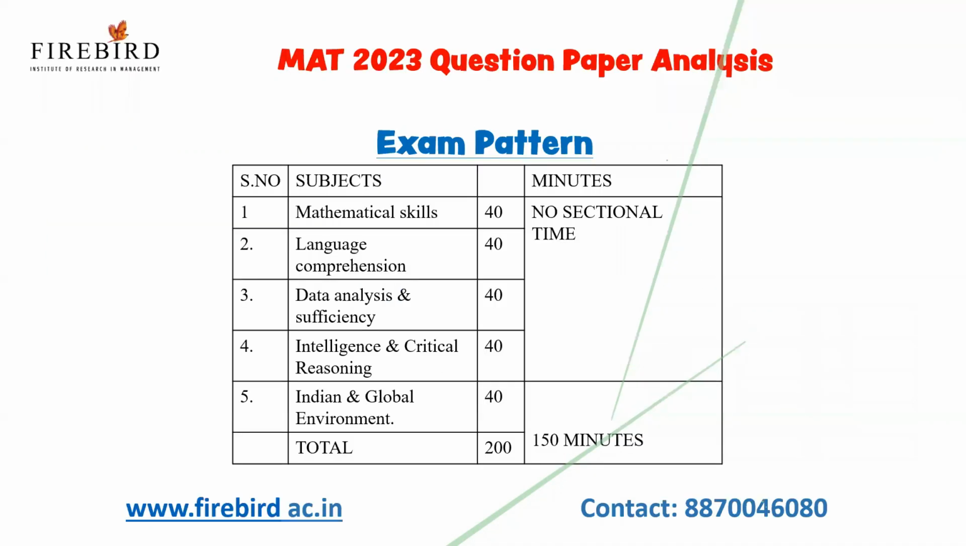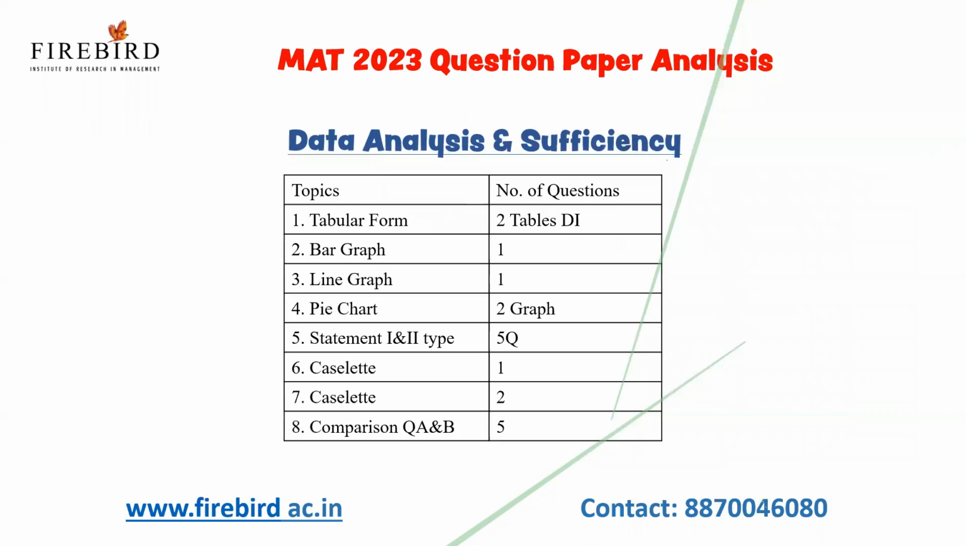Coming to the Feb MAT question paper, data analysis and sufficiency, you just look into it. Tabular column, 2 tables DI. Bar graph, 1 line graph, pie chart, statement 1 and 2 type question. Caselet, they have asked 2 caselet type questions this time, and comparing quantity A and B type questions. Okay, so this is the technique you have to follow.